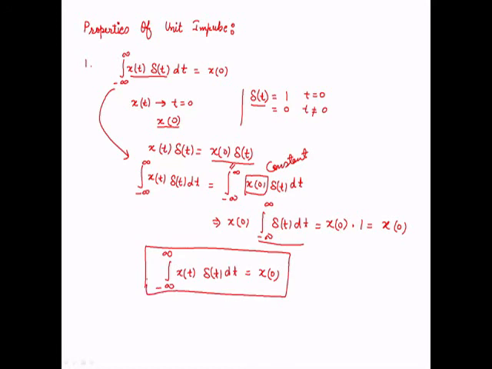And the second one. The second property is x(t) delta(t minus t naught) is equal to x(t naught) delta(t minus t naught). This is the second property.